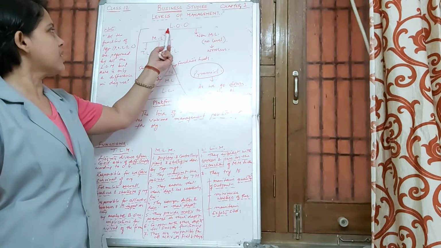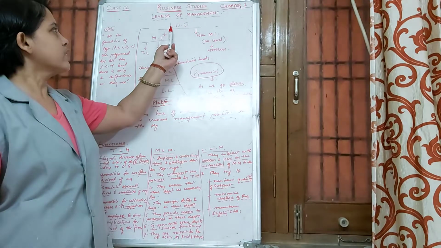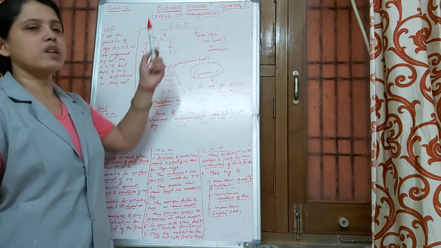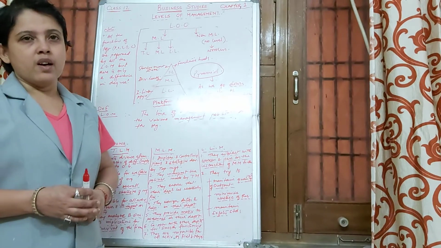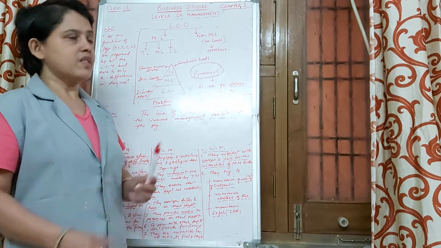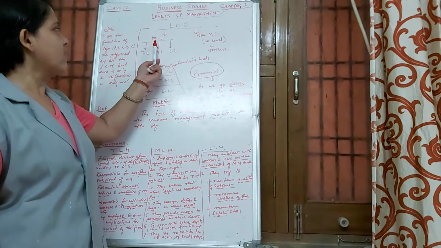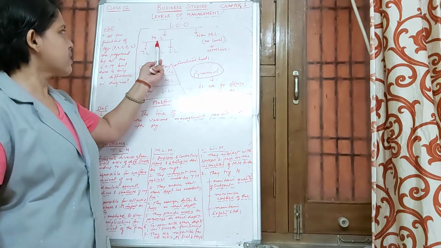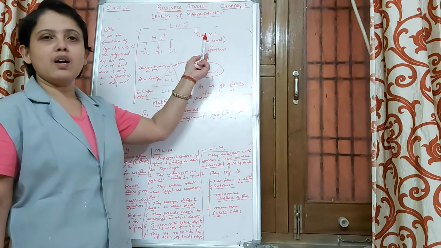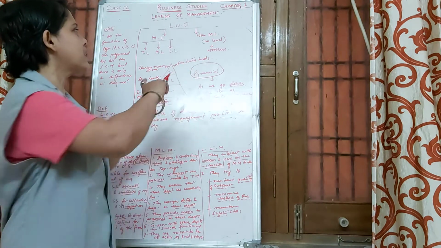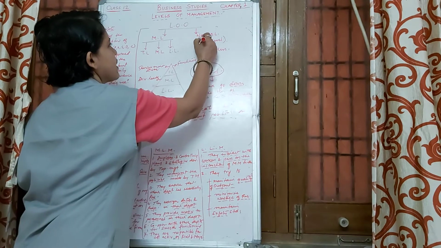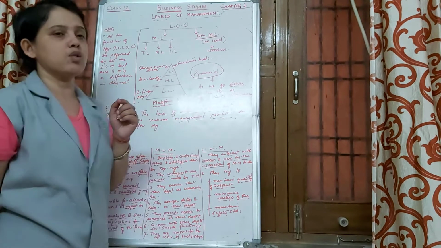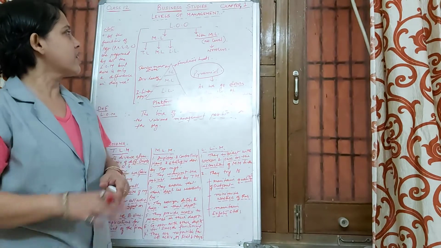I have written here LOO. This means levels of organization. In every organization, there are basically two levels. One is the managerial level and another is non-managerial level. You've seen I've divided it. It's a type of chart which I have made to make you understand very clearly.